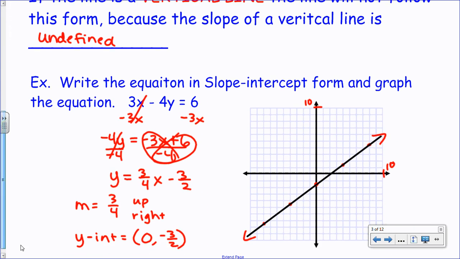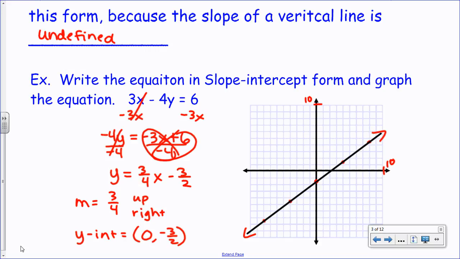Okay, if I look at this equation, I started with this line, I changed it to slope-intercept form, and then I graphed. So by graphing, you start at your y-intercept and then use your slope. So up 3, right 4. And that's where we left off on Thursday.